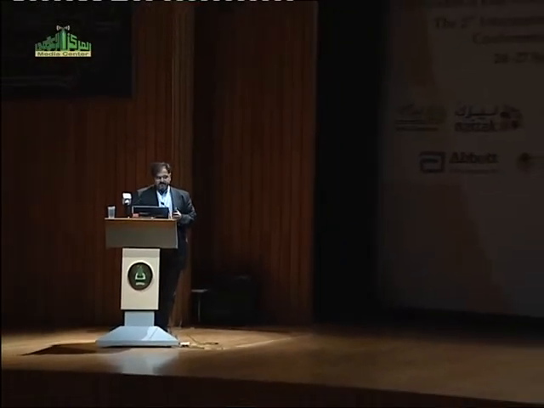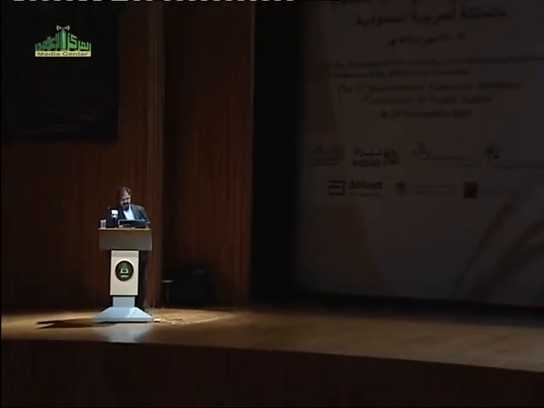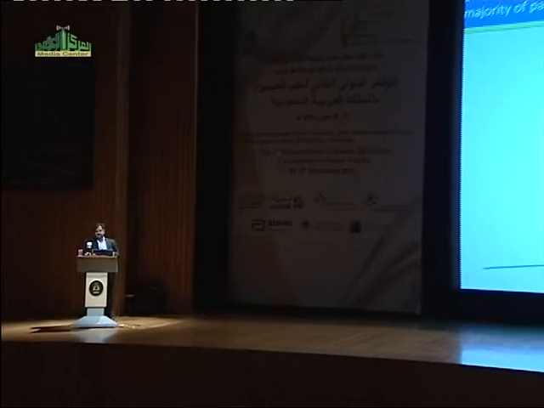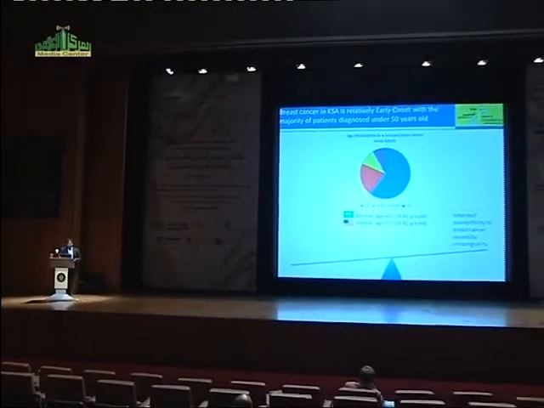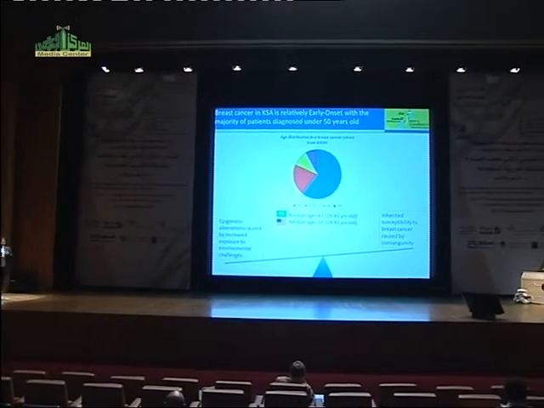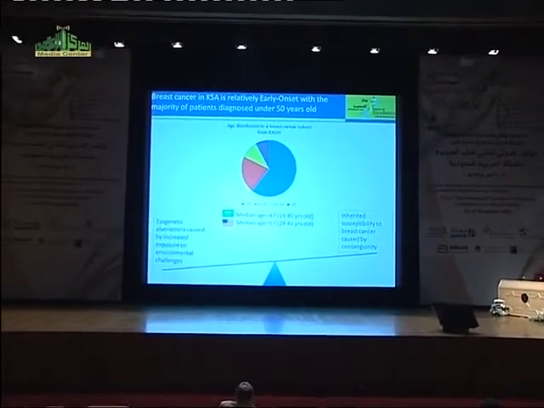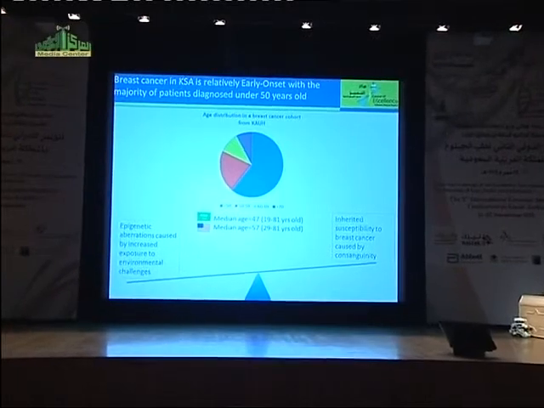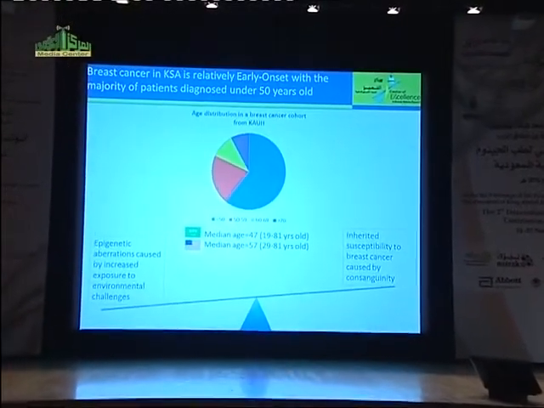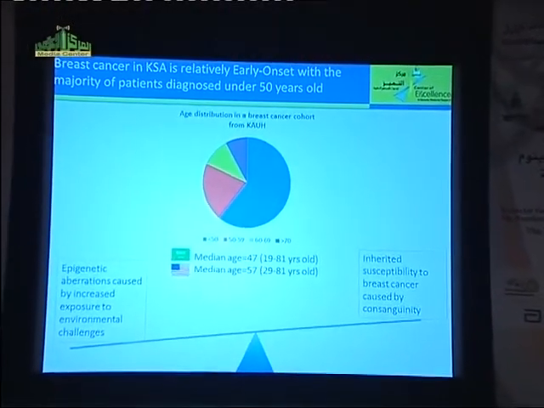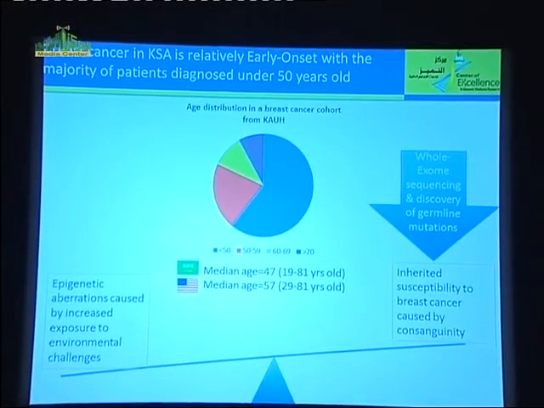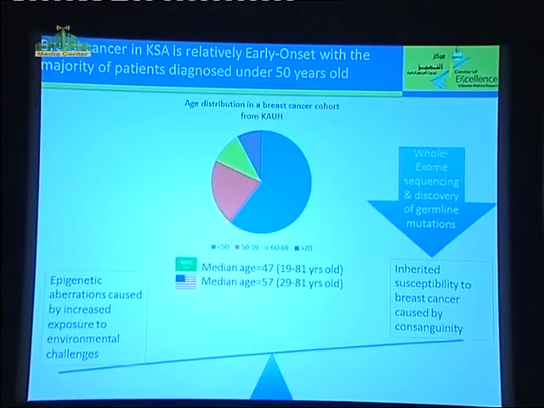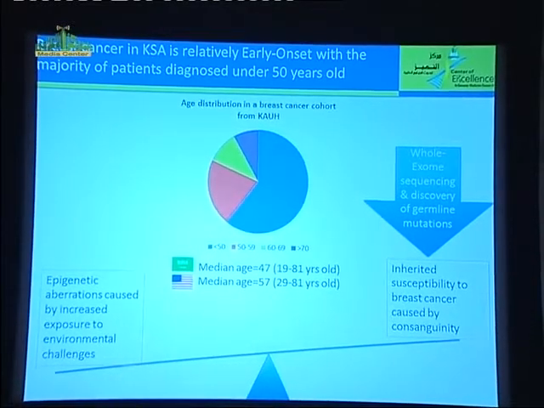And this could be caused by a balance between inherited susceptibility to breast cancer caused by the higher levels of consanguinity here, or also it could be epigenetic aberrations caused by increased exposure to environmental challenges, because lifestyle here changed significantly within the last 20-30 years. So in this part of the talk, I'll be presenting epigenetic aberrations, but there's also a concurrent project going on where we look for the susceptibility factors.